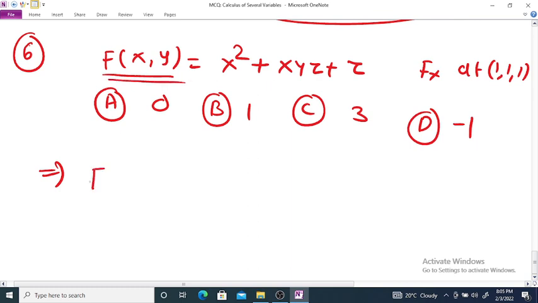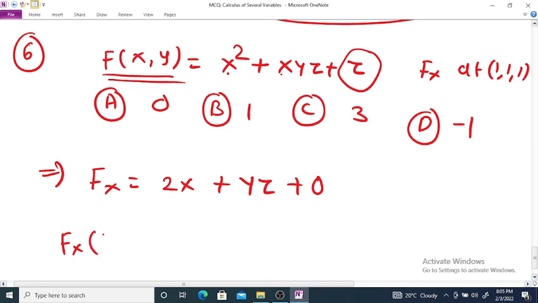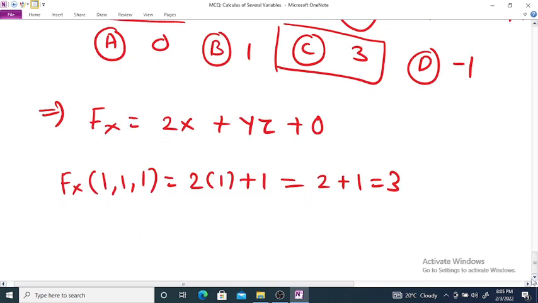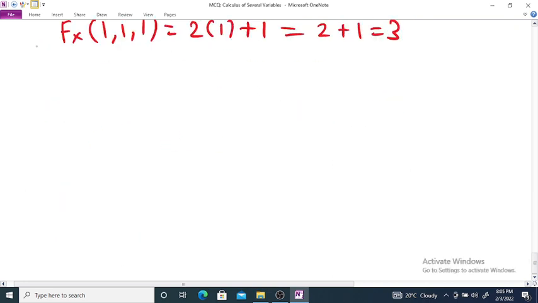Our y is constant, so f of x is equal to twice x plus yz plus 0. The derivative of this term with respect to x is 0. Here the derivative of x is 1 and here twice x. So f of x at (1, 1, 1) is equal to 2 into 1 plus 1 into 1. So this is 2 plus 1, equal to 3. So the correct option is 3.